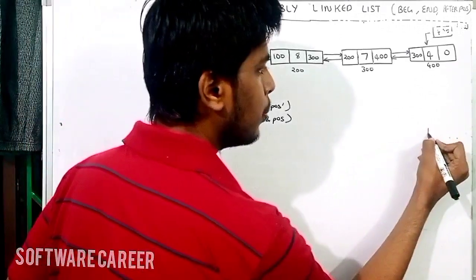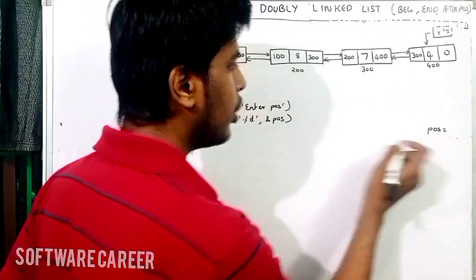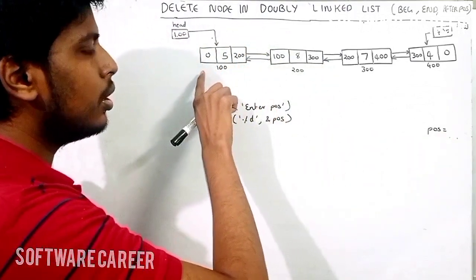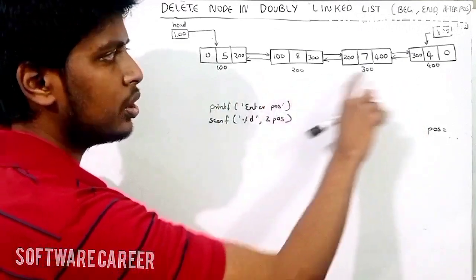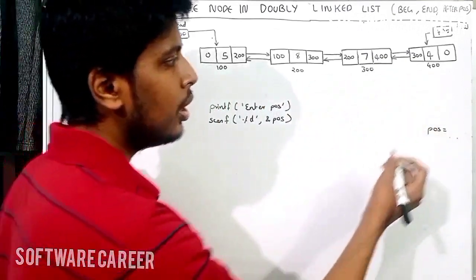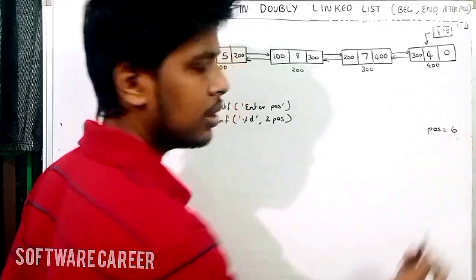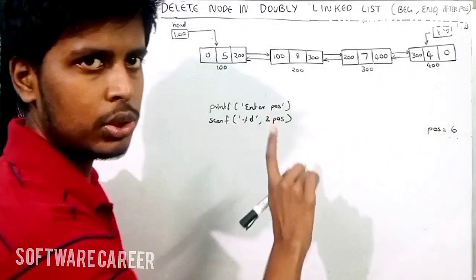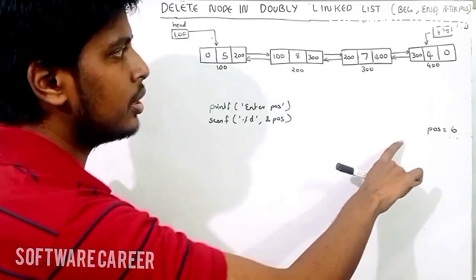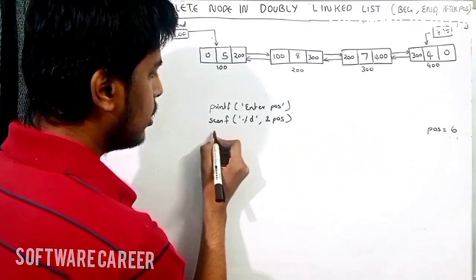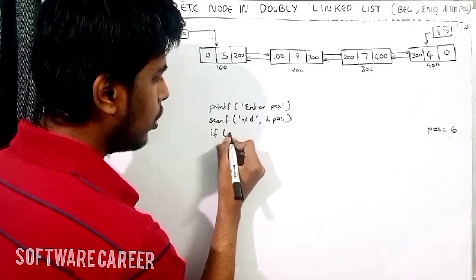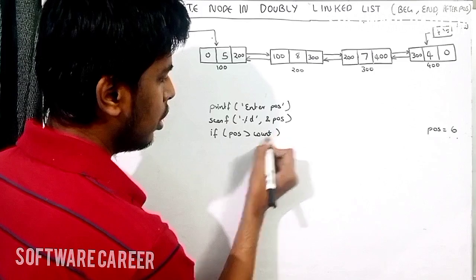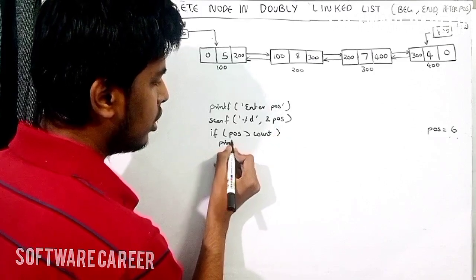Now see, suppose the computer is asking the user to enter the position. Suppose in this linked list there are only 4 nodes. But if the user says delete a node at position 6, but see there is no 6th node present here, so you can't delete. So what's the case? See, I am writing that case. If position greater than count, print invalid.